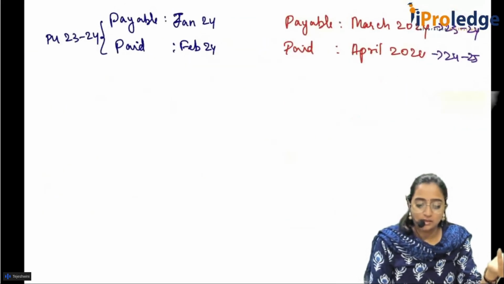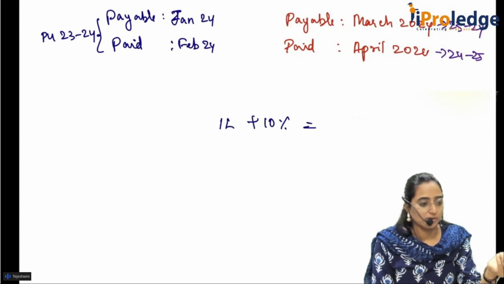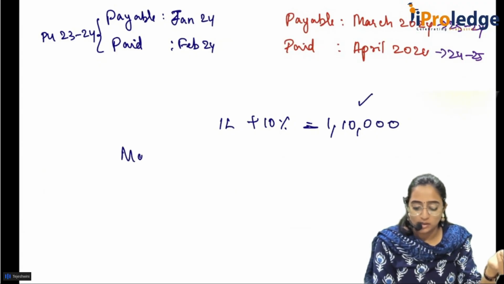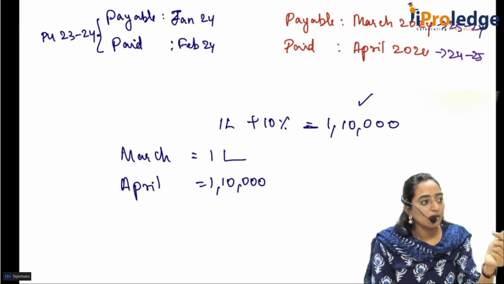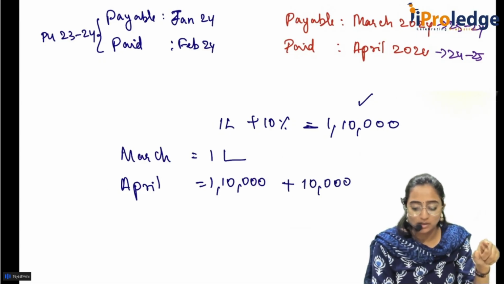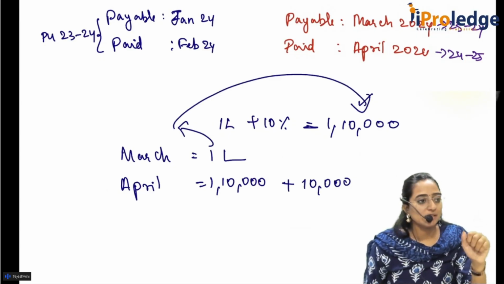Suppose you are getting your salary of 1 lakh. The hike which those people have provided is 10%. So how much are you going to get as new salary? 1,10,000. In the month of March, how much have you received? 1 lakh. In the month of April, you are receiving 1,10,000 rupees considered as hike, and it is applicable from March 2024. So you have 10,000. The actual money that you should have received in the month of March is 1,10,000. But how much have you received?